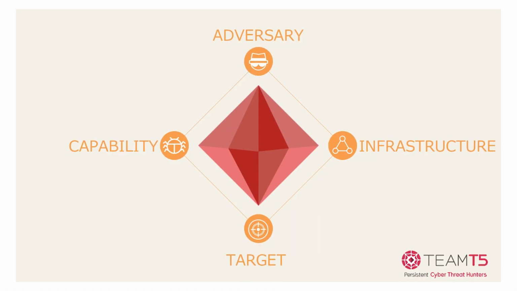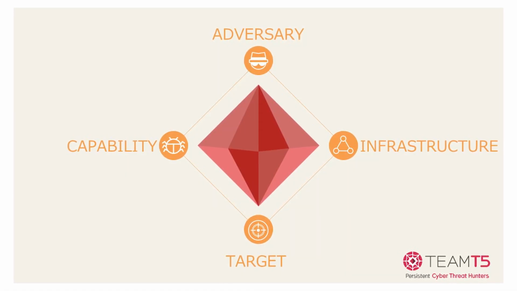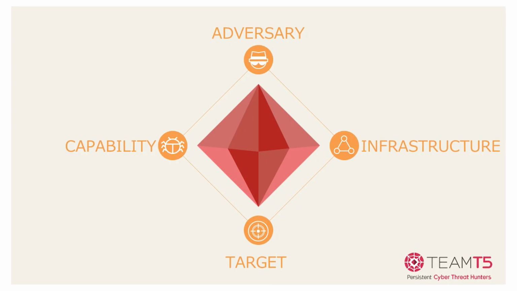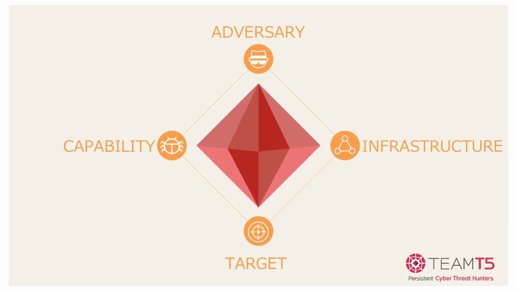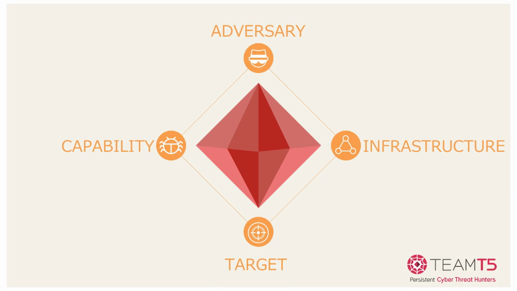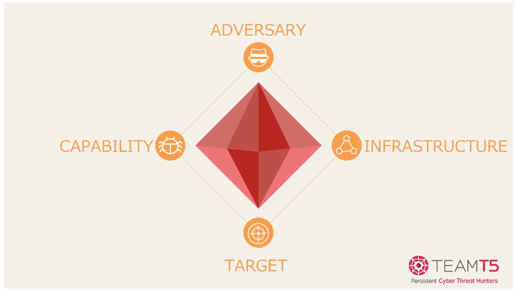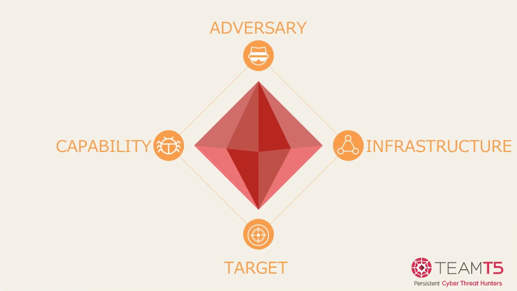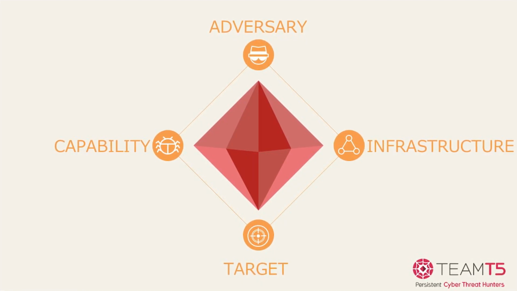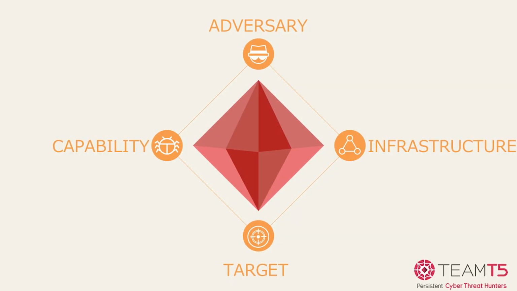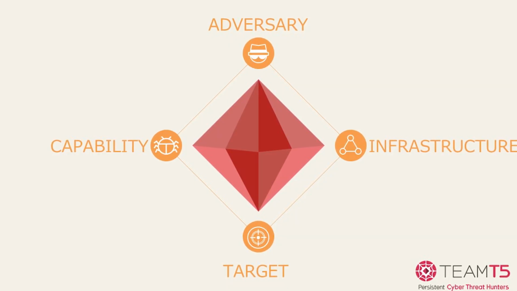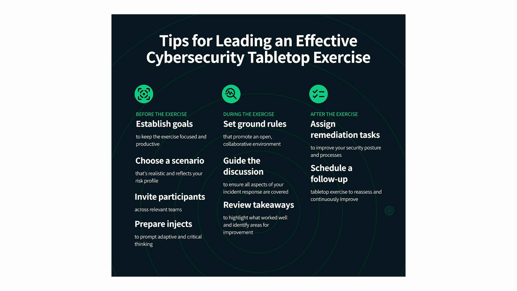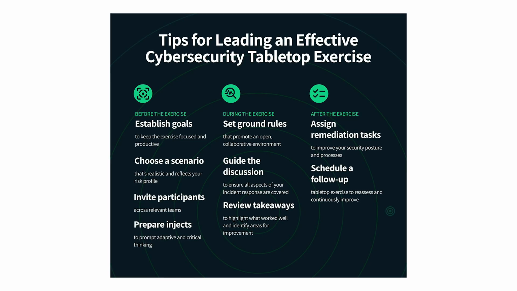The diamond model of intrusion analysis is a model used to describe cyber attack incidents. It contains 4 parts: adversary, infrastructure, capability, and target. It gives analysts a comprehensive view of cyber attacks, including where the attack is originating from and what the capabilities of the attack are. Next, let's look at incident response exercises.